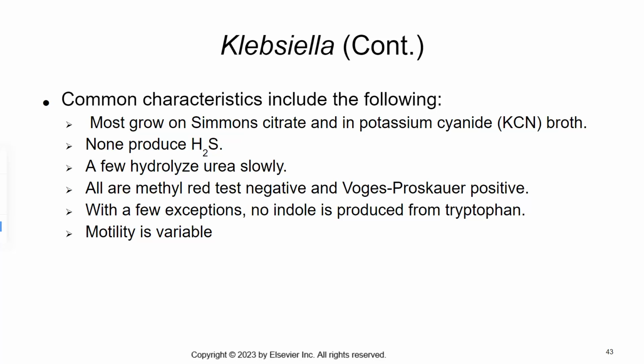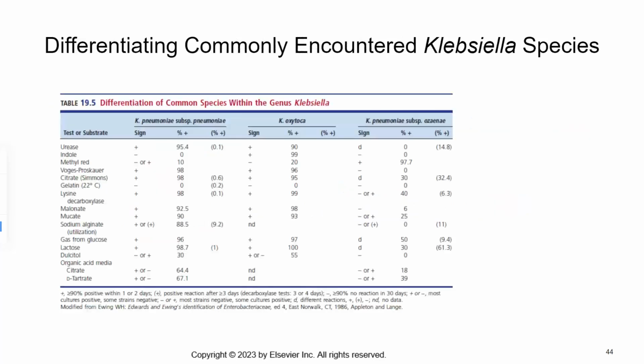So if we think about the IMVIC pattern, indole, methyl red, Voges-Proskauer, and citrate, it's negative, negative, positive, positive. So it's the reverse or the opposite of E. coli. Motility is variable, however, the predominant pathogenic species, Klebsiella pneumoniae, is not motile. Here is a table differentiating the species of Klebsiella.